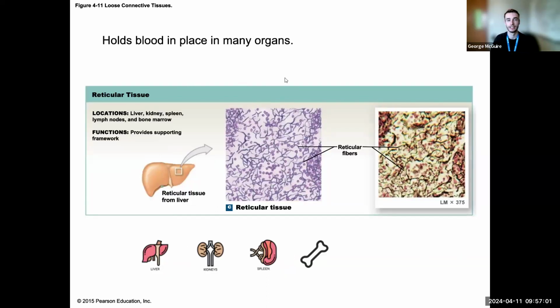Reticular tissue is holding most of our organs in place. So we have these reticular fibers, mainly reticular fibers. Okay? And that's going to be found in places where there needs to be support, some supportive framework and network.